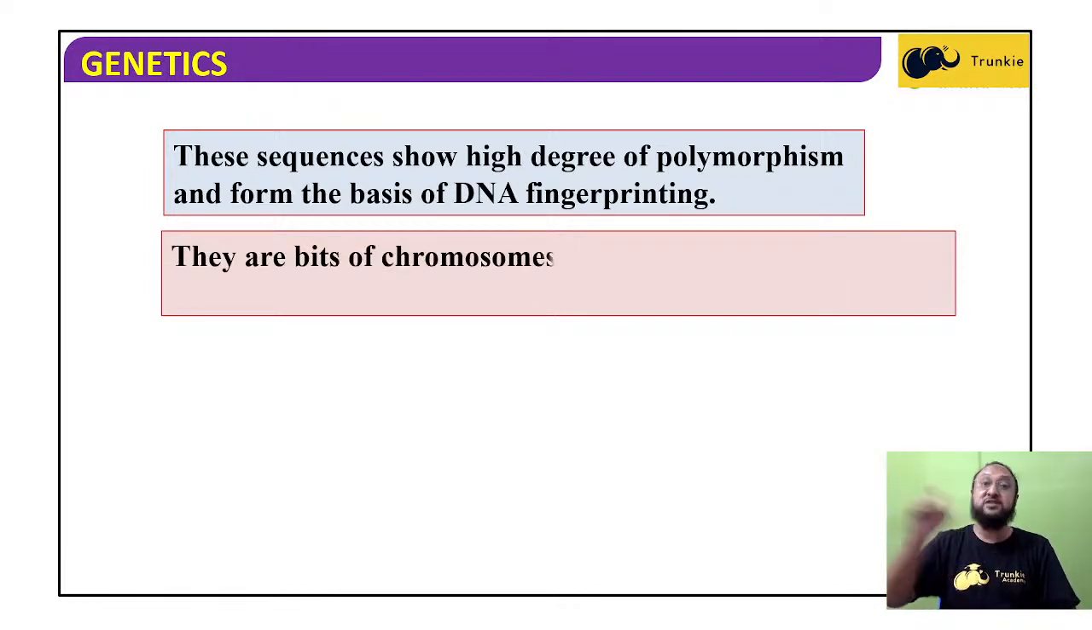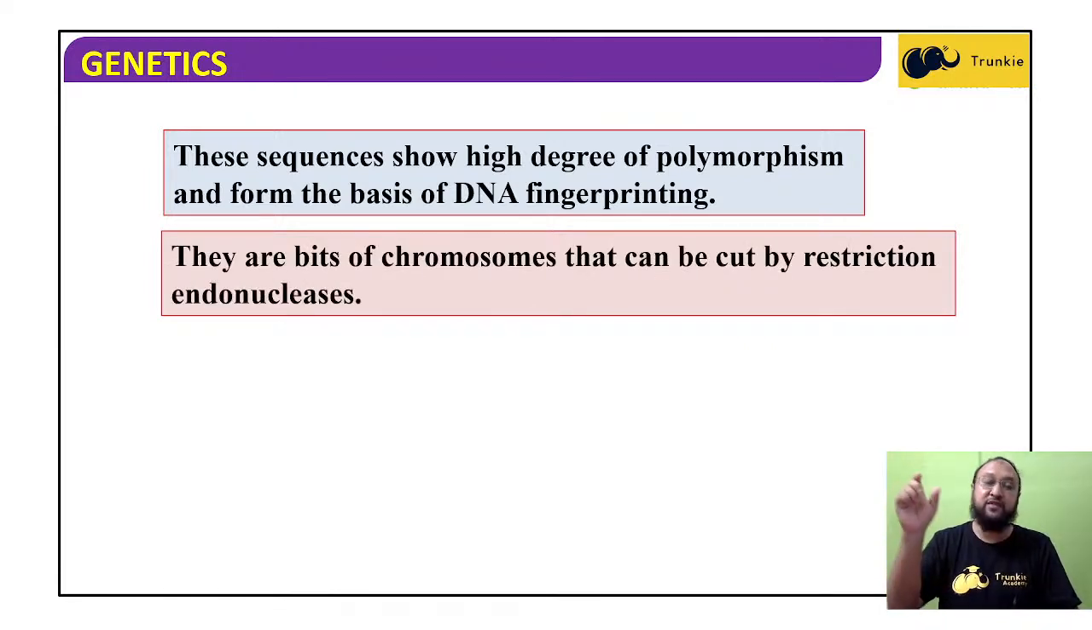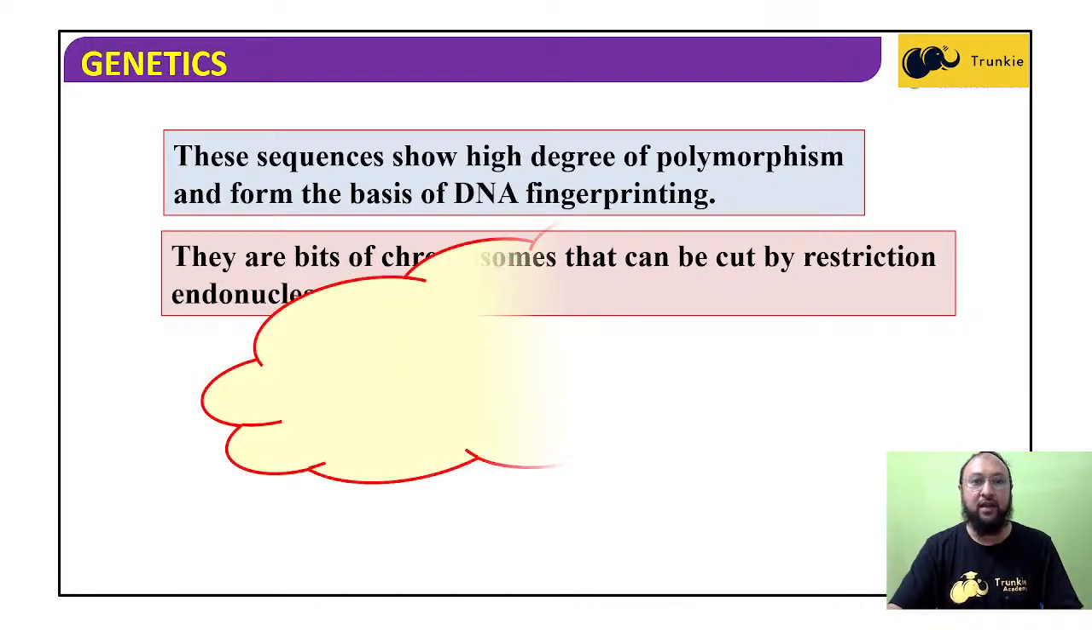Polymorphism means a different form, and a different arrangement is shown in different persons and in all persons. That forms the basis of DNA fingerprinting. There are bits of chromosomes that can be cut by restriction endonuclease. Restriction endonuclease is an enzyme used in biotechnological tools to cut the chromosomes and to study the DNA and the chromosomes.